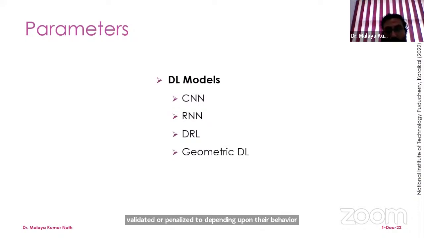Next is called the geometric DL. This geometric DL is also used in the case of blockchain. Basically, CNN, recurrent neural network, and deep reinforcement learning are types of neural networks that are based on Euclidean distance. What is Euclidean data?